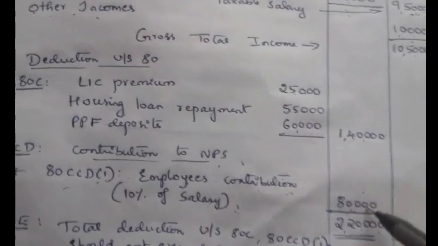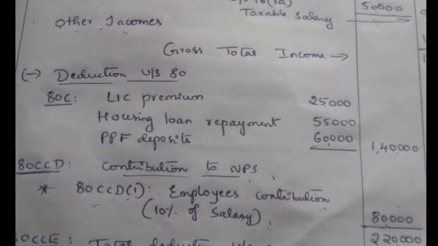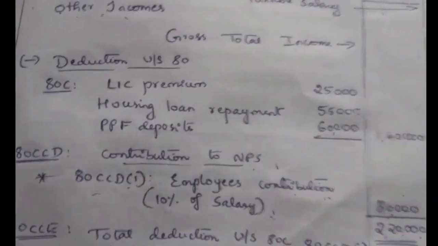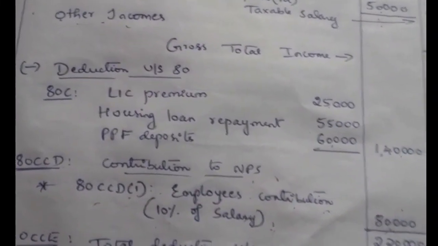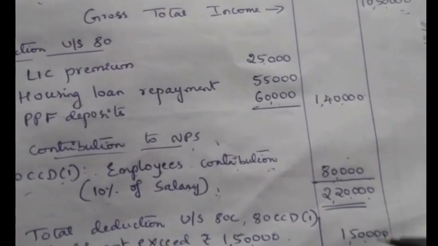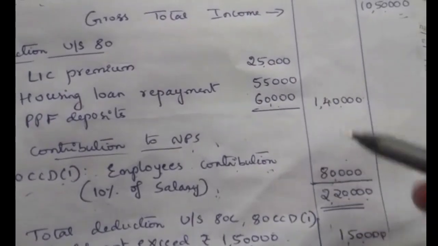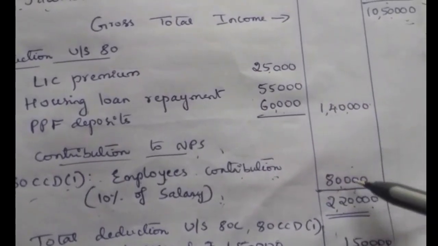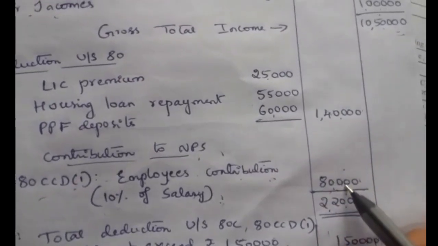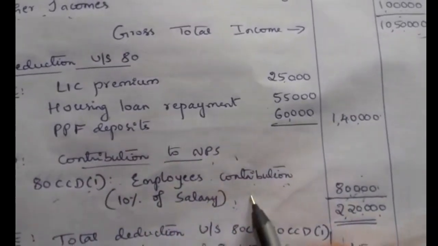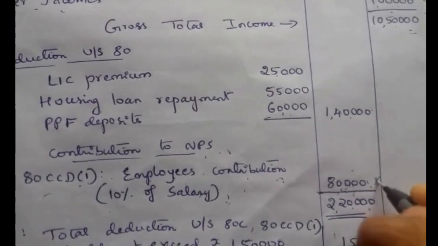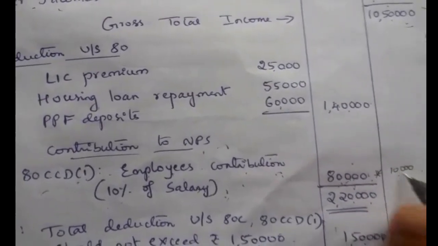So the balance contribution he can claim under section 80CCD(1B), that is the additional deduction for the contribution to NPS. So actually how much did he claim? In order to get 1,50,000, here he actually claimed only 1,40,000, which means under 80CCD(1) for the employee's contribution to NPS, he claimed only 10,000. Clear? Only 10,000 he actually claimed.